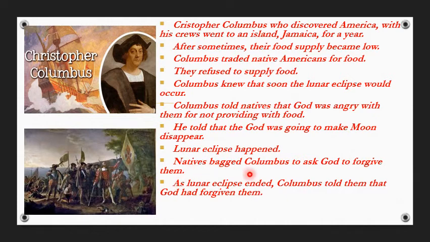As the lunar eclipse ended, what did Columbus do? Columbus told them that God had forgiven them. So Native Americans started supplying food again, and this is what he wanted from them. So this is how, once upon a time, the lunar eclipse was useful for Christopher Columbus, and he made fools of the Native Americans, because he knew that lunar eclipse and solar eclipse happen due to the normal movement of the sun, moon and earth, but Native Americans were unaware of this. So this is how it happened.